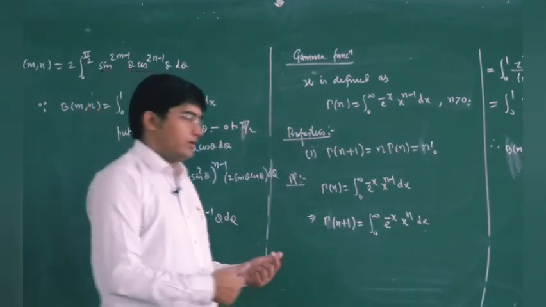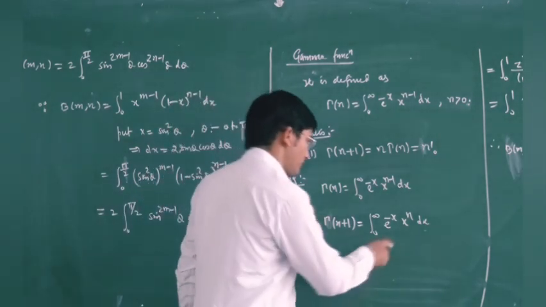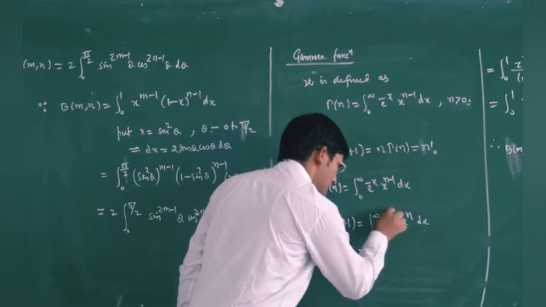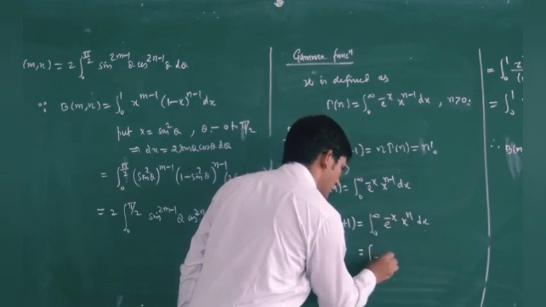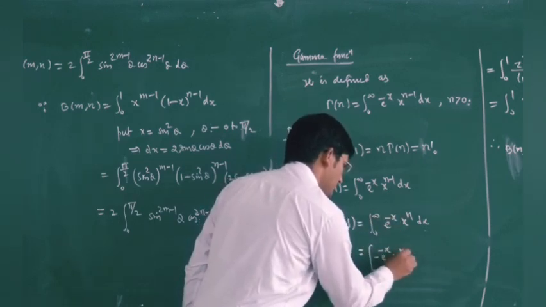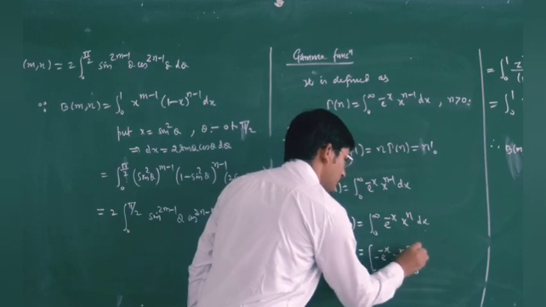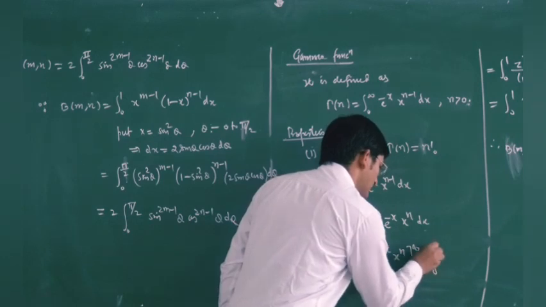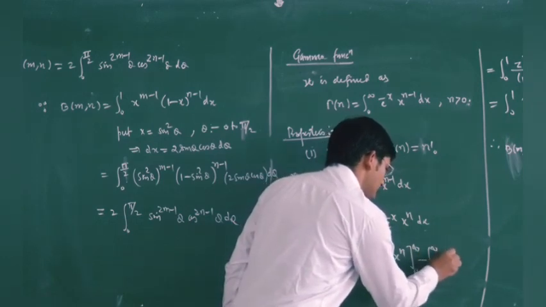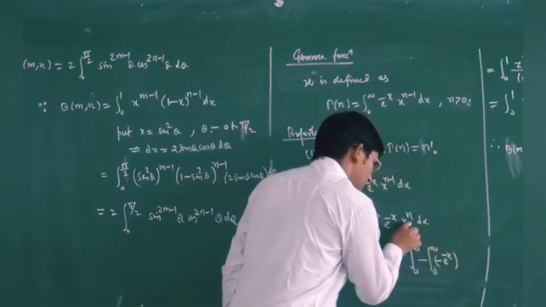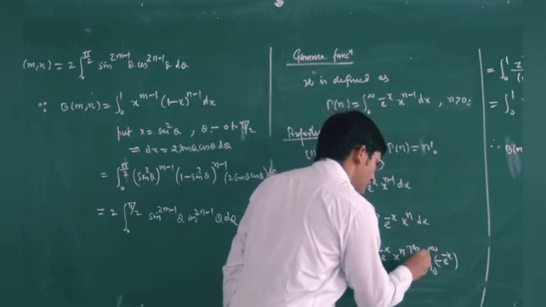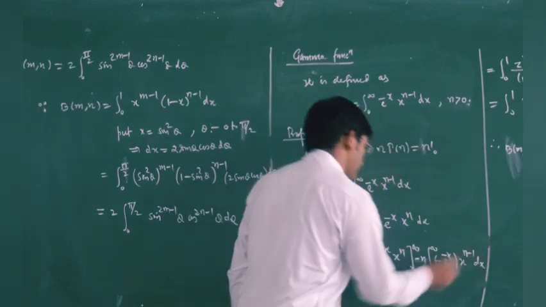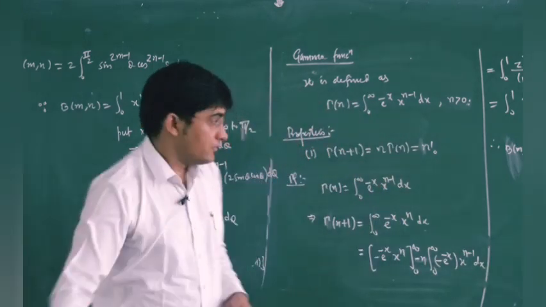Now we will apply integration by parts. For that we will differentiate this term. So this is equal to the integration of e to the power minus x, which will be minus e to the power minus x, into x to the power n. Then we will have limits. Then we will have a minus sign, and then again the integration of e to the power minus x will be minus e to the power minus x, and the differentiation of x to the power n will be n x to the power n minus 1 into dx. Now the first limit.